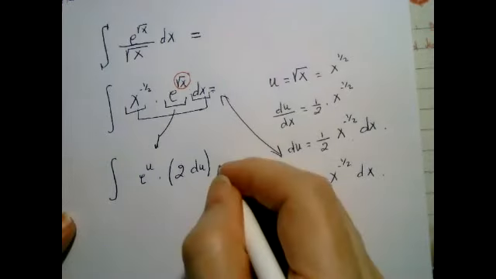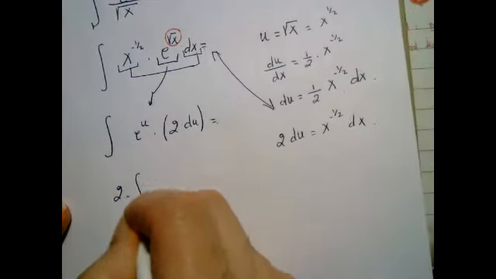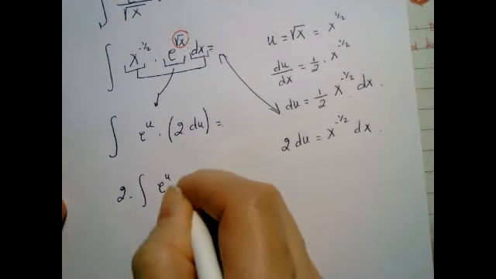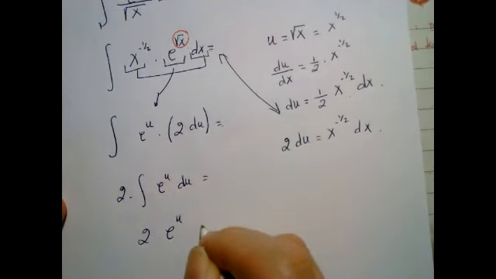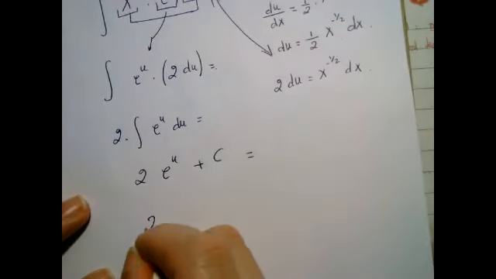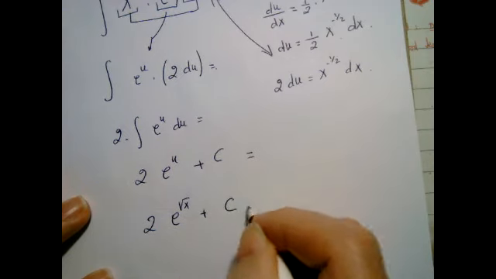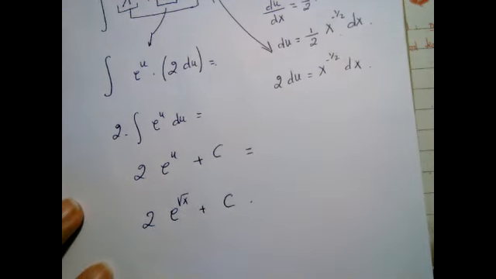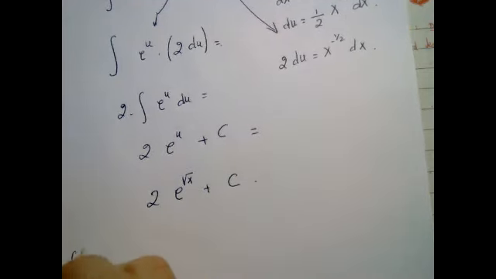That's my integral in u. It's basically a simple one. So that's 2 times the integral of e to the u du. It means 2 e to the u plus c. And finally, I go back to my x: 2 e to the root x plus c. Okay. Now we check our work.